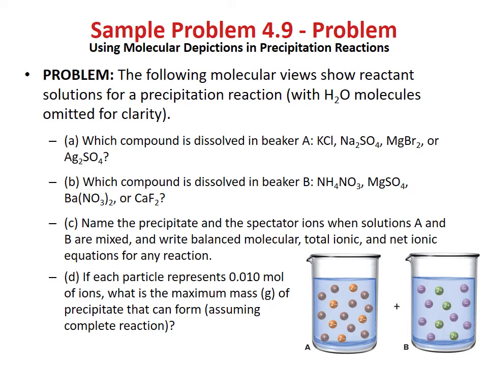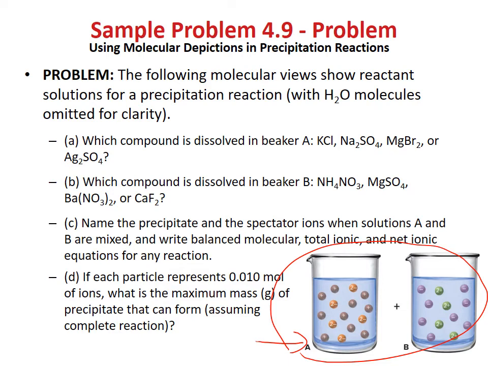Sample problem 4.9. The following molecular views show reactant solutions for a precipitation reaction. In question A, which compound is dissolved in beaker A? The possible salts are potassium chloride, sodium sulfate, magnesium bromide, and silver sulfate.